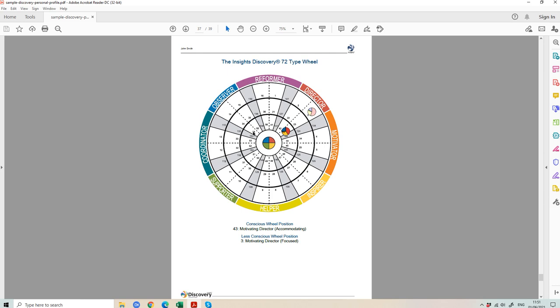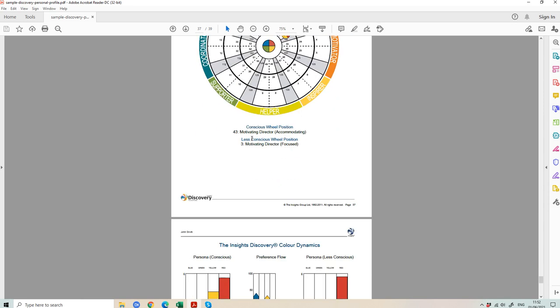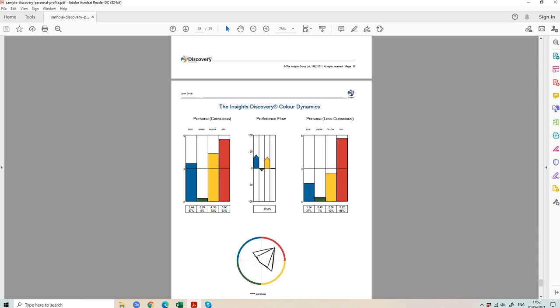Hopefully that helps you understand your 72 type wheel, which will come out as one of these 8 types. I'm 24, so I'm a motivator. What are you? Down here, hopefully that's helped you understand the Insights Discovery color dynamics and helps you understand why your charts are saying what they're saying.